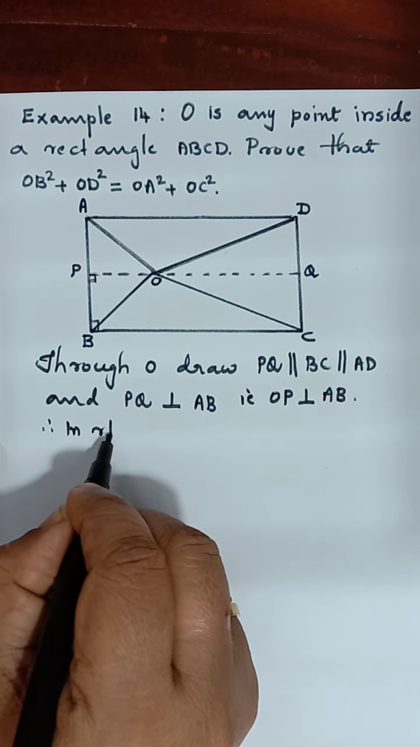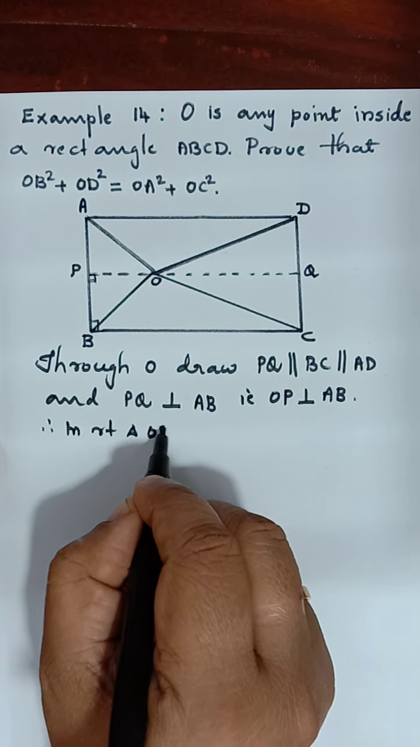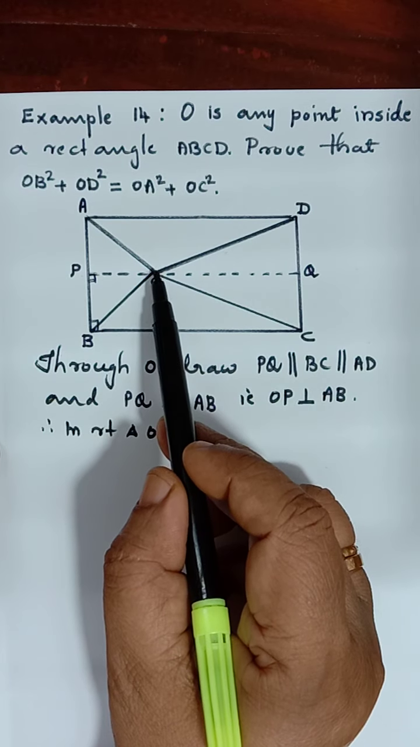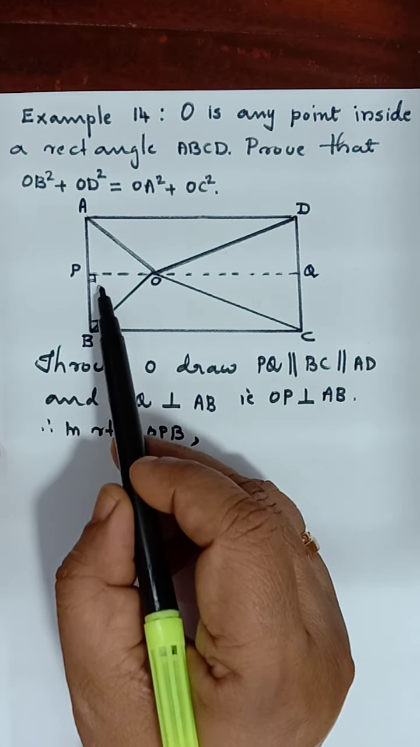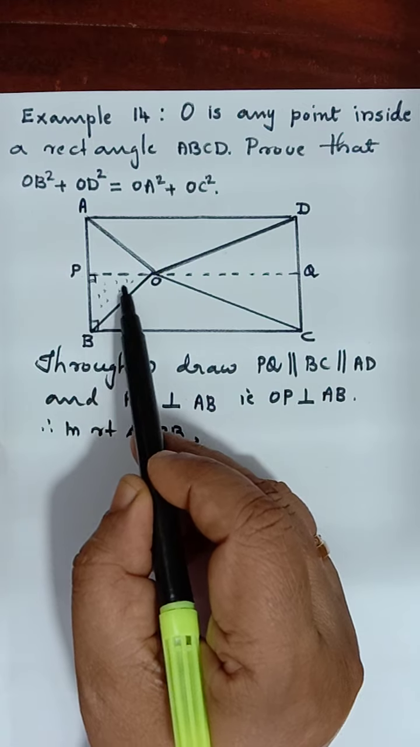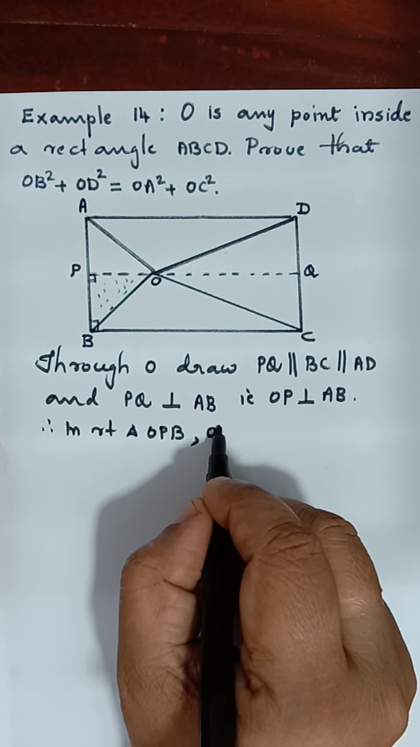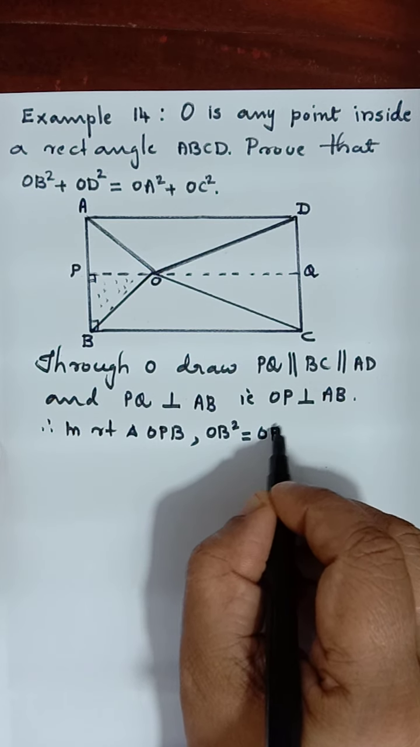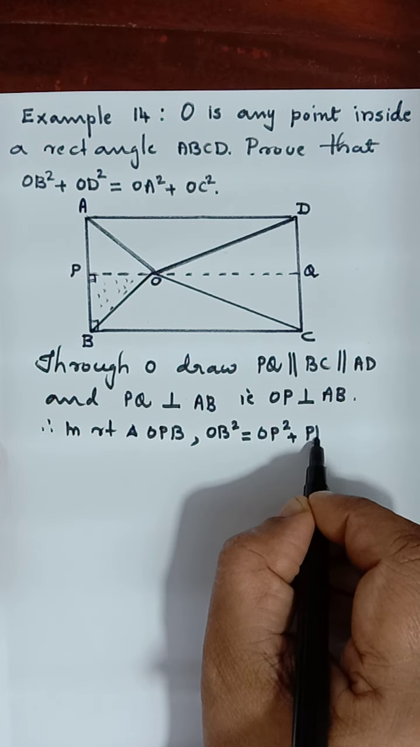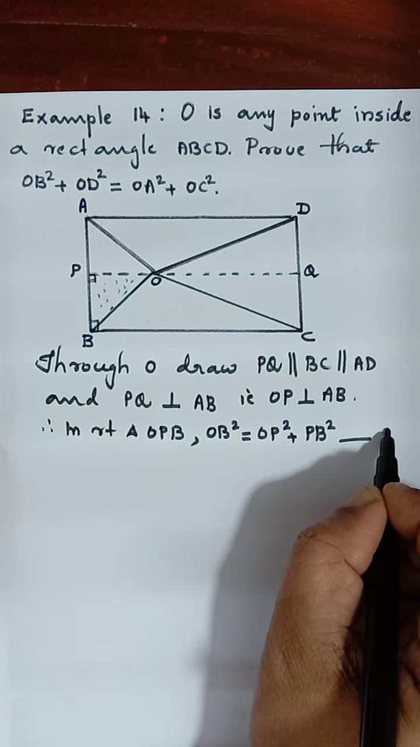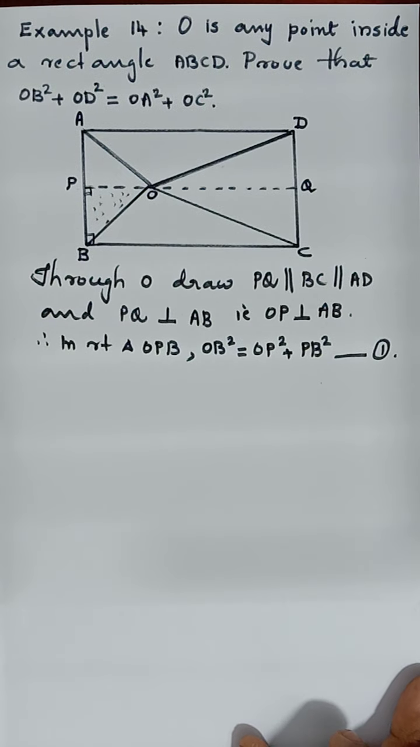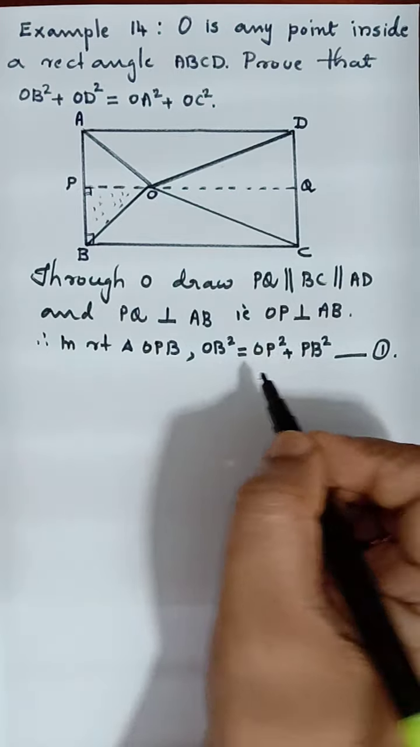Therefore, in right triangle OPB, I am going to write what OB square is. This is our right triangle OPB. OB square is equal to OP square plus PB square. Mark it as equation number 1. It is by Pythagoras theorem. Better to write the reason.